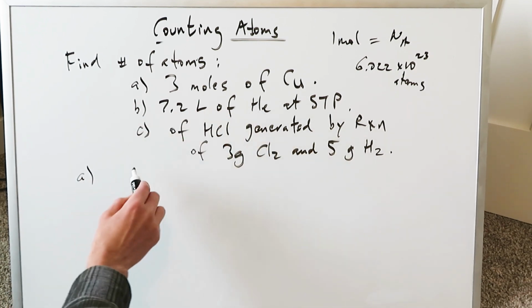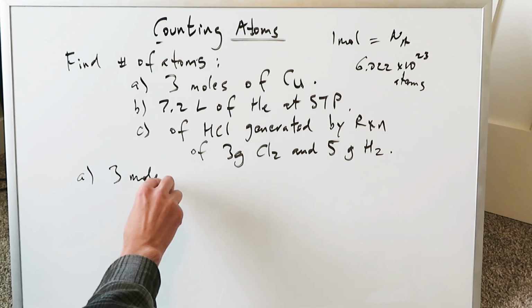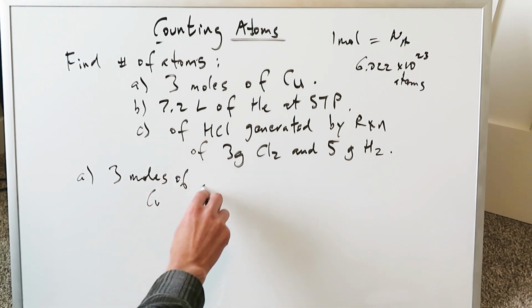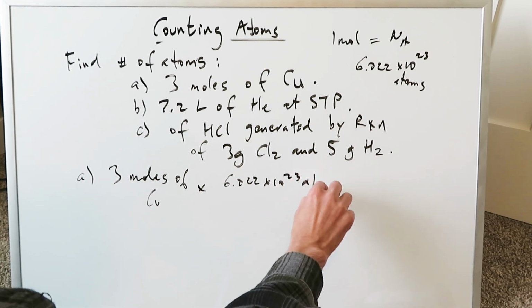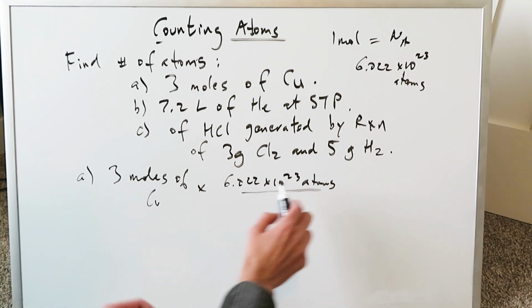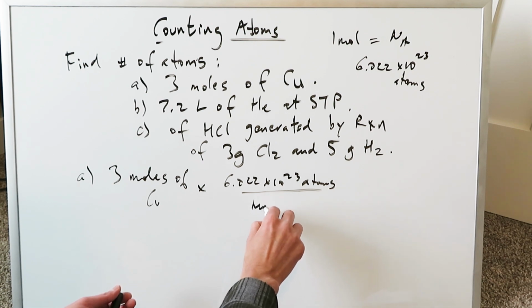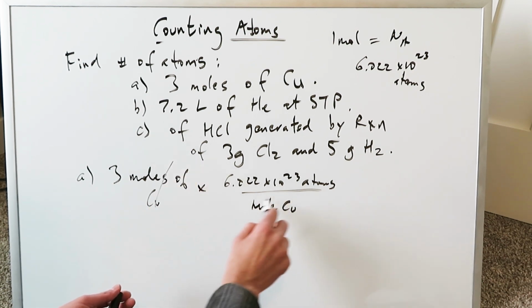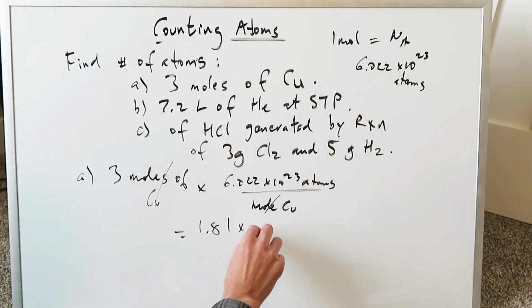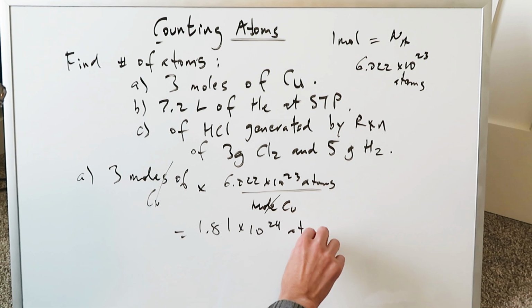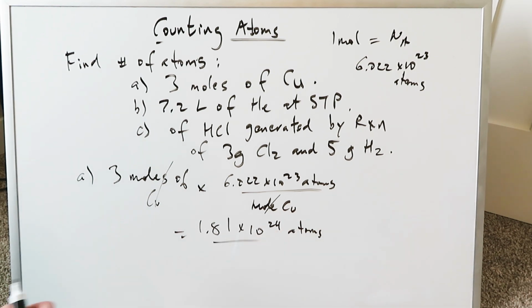Looking at question A, you have 3 moles of copper. All you're going to do is 3 moles of Cu multiplied by 6.022 times 10 to the 23 atoms per mole of copper, and we're doing everything here in the proper factor label method. You'll see this will cancel out with that, and all you have to do is just do 3 times 6.02 times 10 to the 23 and that'll give you your answer. We have an answer coming out over here to be 1.81 times 10 to the 24 atoms, and that would be the answer of the first question, and not too hard, right?